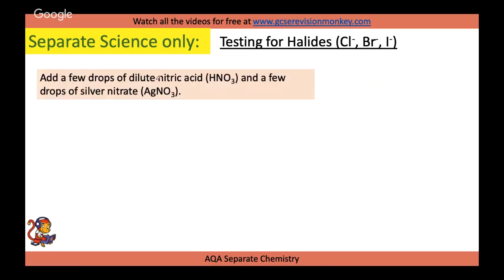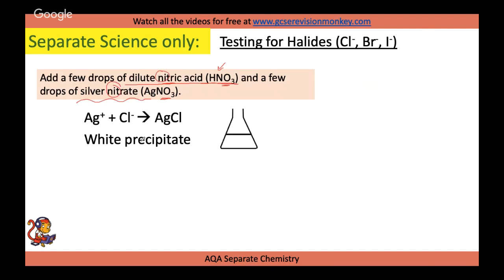So you would add a few drops of dilute nitric acid, HNO3, and a few drops of silver nitrate, AgNO3. This might remind you which acid to use, because silver nitrate and nitric acid, both have nitrate. What will happen in this reaction is you will form a precipitate, because the silver ions will react, if present, with the halide ions to make a precipitate.